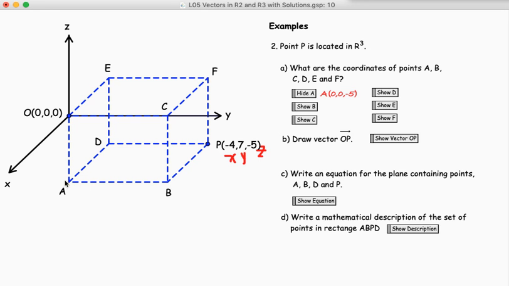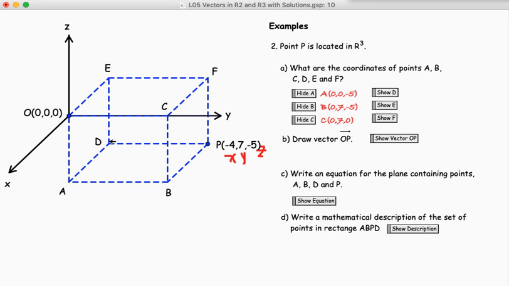Point B, what's happening on point B? The z and the y component have changed, but the x component hasn't, because we have to move back into the blackboard for x to happen. So the x component is going to be 0, the y component is going to be 7, and the z component is going to be negative 5. Point C, what's happened here? We have moved only in the y direction, so the y component has changed. We have not moved in the z direction, nor have we moved in the x direction. So the y component will be 7, and the other two components will be 0.